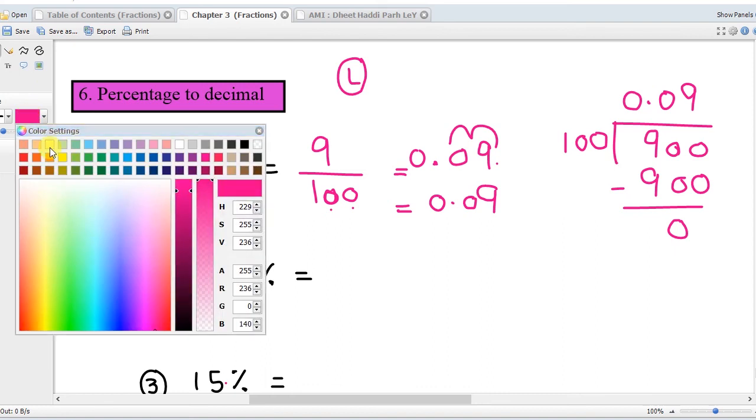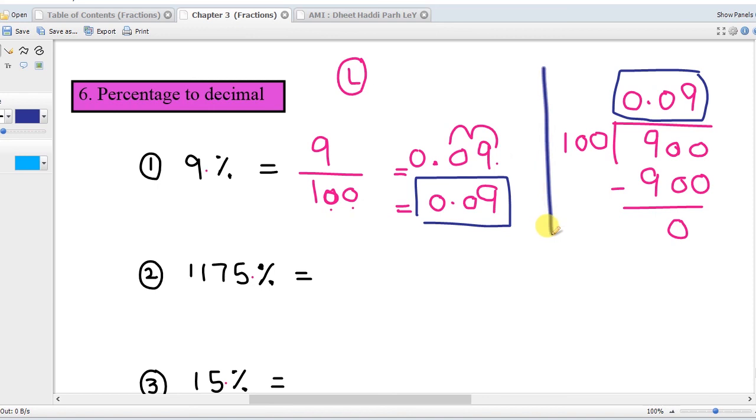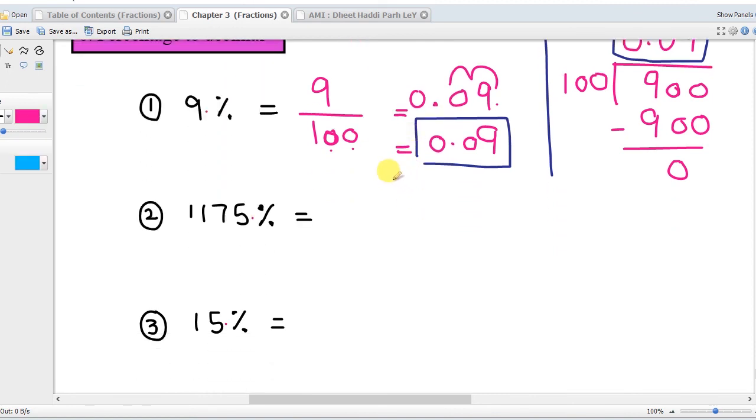Now see, let's just compare our answer. Over here the answer is 0.09, and over here the answer is still the same, which is 0.09. So these are the two different methods of converting a percentage into a decimal, right? Okay, let's move on to the next two questions. Let's solve them quickly. I'm going to apply method 1 in the next questions.